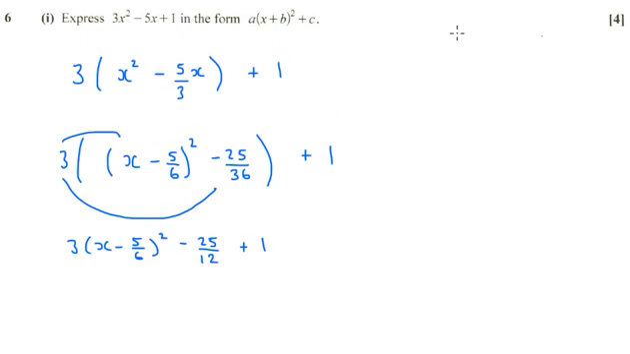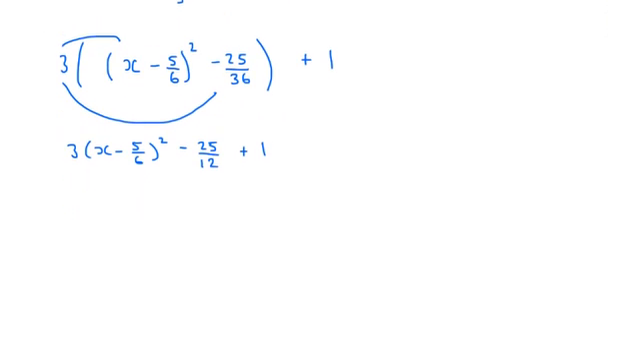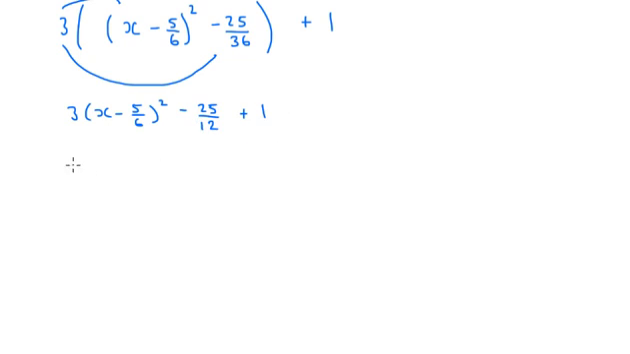So we're almost there now. We've got the whole of the first section sorted. We've just got to tidy this end part up. So minus 25 over 12 plus 1 is what we need to focus on next. And if we rewrite the 1 as 12 over 12, we'll be able to group these two fractions together. So my final answer is going to be 3 lots of x minus 5 over 6 all squared, and then I'm going to combine these together. So minus 25 over 12 plus 12 over 12 is going to be minus 13 over 12.